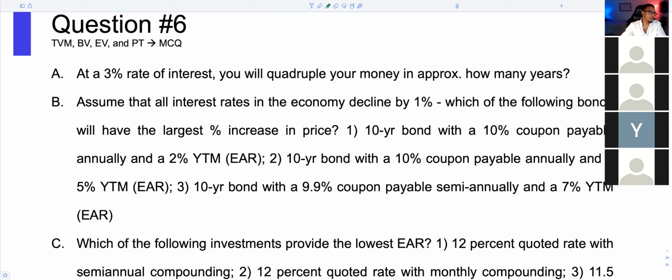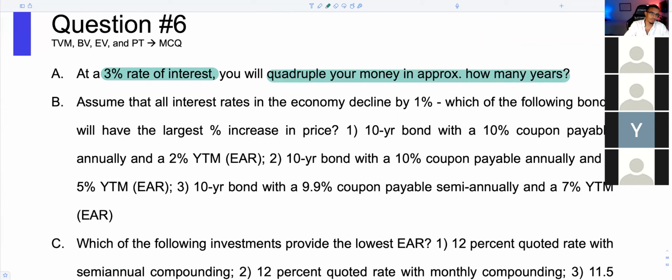Alrighty. So let's start with A. At a 3% rate of interest, you will quadruple your money in approximately how many years? Now, there are 2 ways of doing this. One, by simply using your calculator, where you would put your I/Y as 3%, you would put your N as what you're computing for, and you would put your PV at $1 and your future value at $4 and your payment at 0. And then you would just press compute for N, right? That's one way to do it.